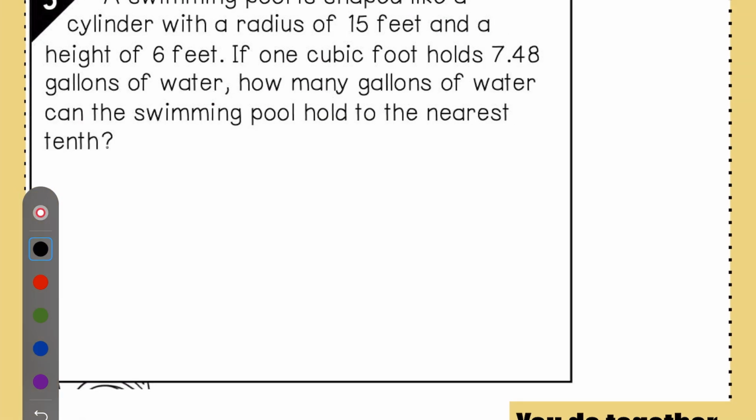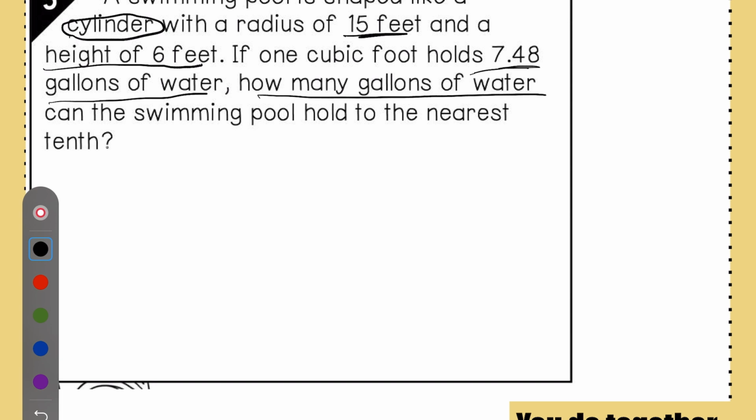A swimming pool is shaped like a cylinder with a radius of 15 feet and a height of 6 feet. If 1 cubic foot holds 7.48 gallons of water, how many gallons of water can the swimming pool hold? So this is very similar to the other ones you've done. So I'm going to have you pause and try and figure out this one for yourself.